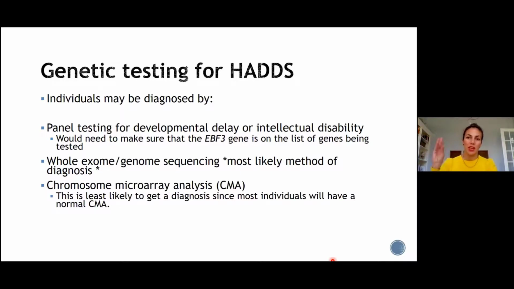Again, because there's not typically a missing piece of the chromosome, it's a spelling change within a gene. And so if a child has had a normal microarray, usually in our clinic, our next step, if we don't really have a panel in mind, is to do whole exome sequencing, where it might be picked up. Again, the microarray is the least likely to get a diagnosis, since most individuals will have a normal CMA because they don't have a chromosome abnormality.